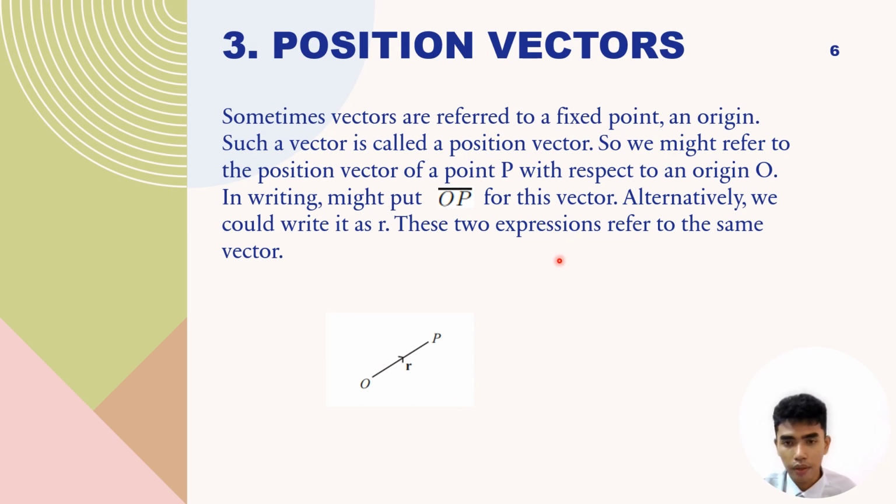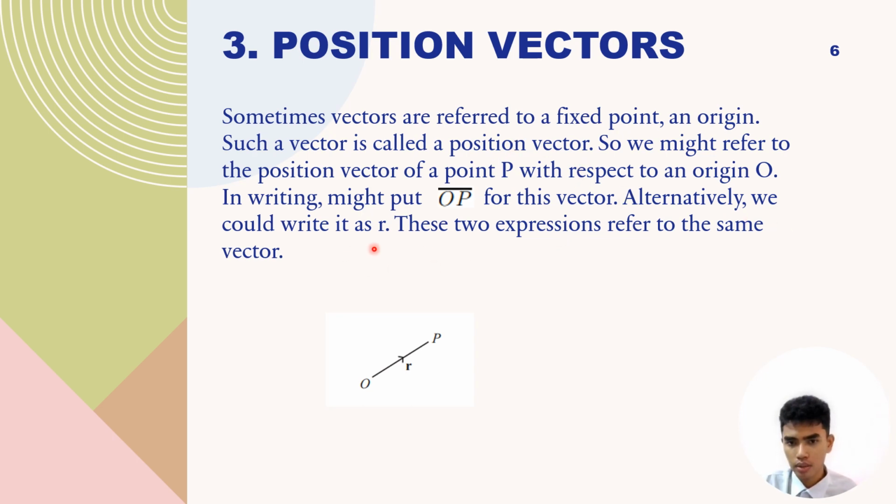Right here we have position vectors. Sometimes vectors are referred to a fixed point, an origin, and such a vector is called a position vector. The origin, in coordinates, is also known as (0, 0). So we might refer to the position vector of a point P with respect to an origin O. In writing, we might put OP for this vector.